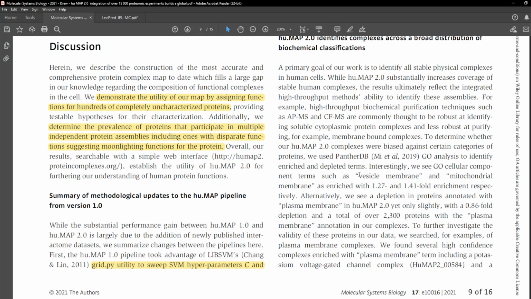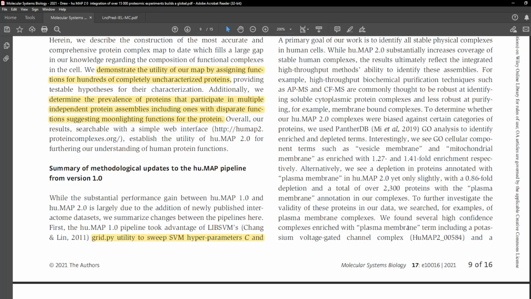To determine whether our Hu.MAP 2.0 complexes were biased against certain categories of proteins, we used PantherDB, Mi et al., 2019, GO analysis to identify enriched and depleted terms. Interestingly, we see GO cellular component terms such as vesicle membrane and mitochondrial membrane as enriched with 1.27 and 1.41-fold enrichment respectively. Alternatively, we see a depletion in proteins annotated with plasma membrane in Hu.MAP 2.0, yet only slightly, with a 0.86-fold depletion and a total of over 2,300 proteins with the plasma membrane annotation in our complexes.